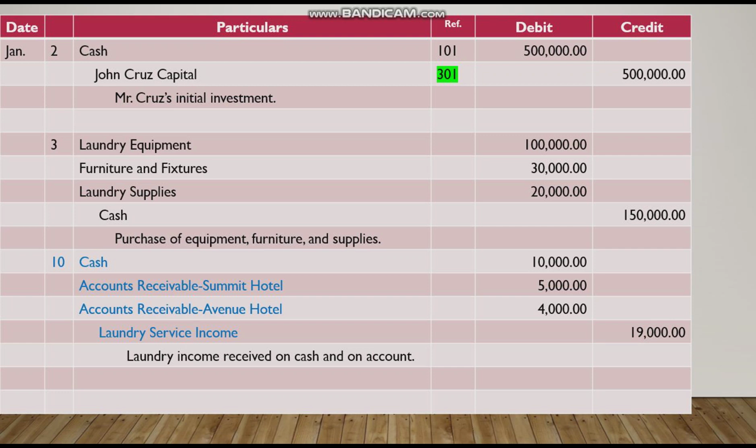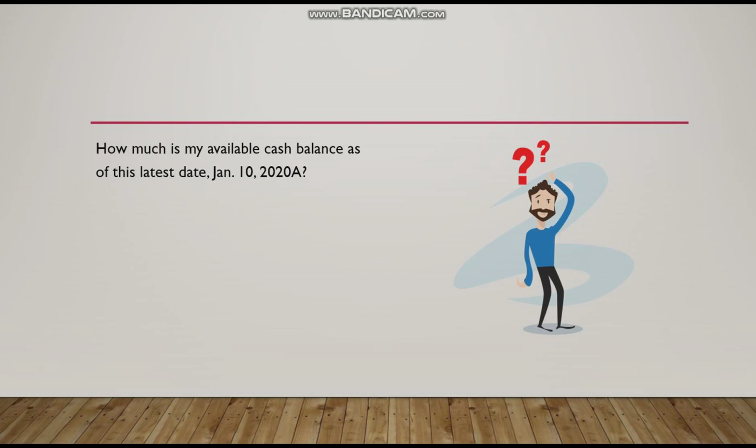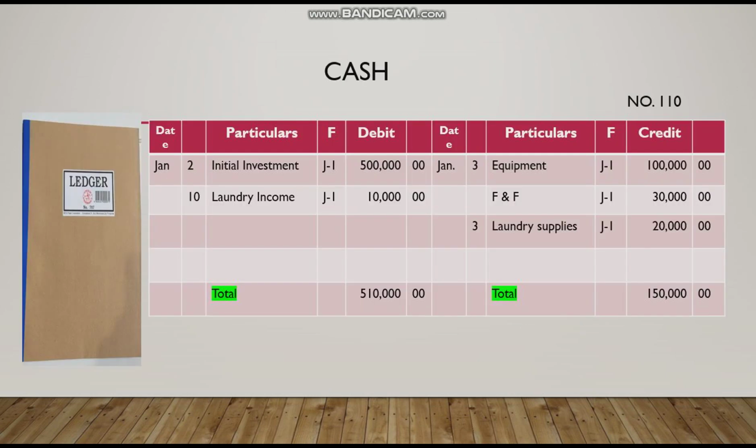Okay? So, you can do by yourselves the remaining transactions if you want to practice posting. Just follow the 2 steps procedures. But let's pretend that we have already posted all these transactions, the January 2, January 3, and then January 10 transaction to the ledger. And then let's say that on January 10, you decided you want to know your cash balance. You ask yourself, how much is my available cash balance as of this latest date, January 10, 2020? Well, all you have to do is to go to your ledger and look for the cash account there, and presto, you can see this information here.